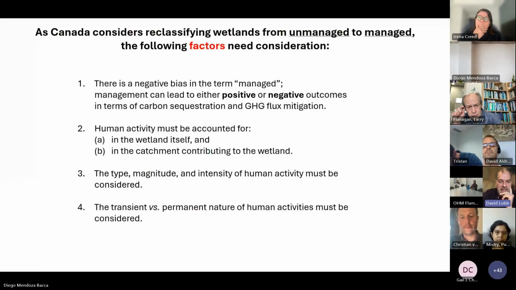As Canada considers reclassifying from unmanaged to managed, the following factors need to be considered. First, there is a negative bias in the term managed. However, management can lead to either positive or negative outcomes in terms of organic carbon accumulation and greenhouse gas flux mitigation. And management could lead to positive outcomes if wetlands are protected, restored, or enhanced. For example, organic carbon stocks in restored wetlands may be greater than in intact wetlands, and intact wetlands being those that are not affected by management. Next slide, Diego.